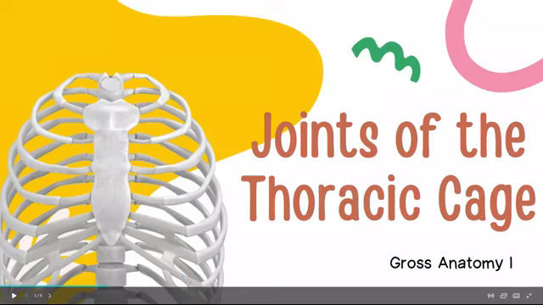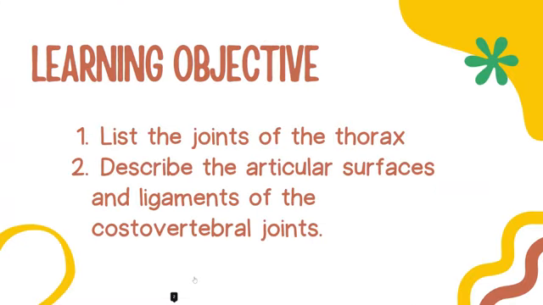In this video, we will be discussing the joints of the thoracic cage. So our objectives for this video are to list the joints of the thorax and to describe the articular surfaces and ligaments of the costovertebral joints.